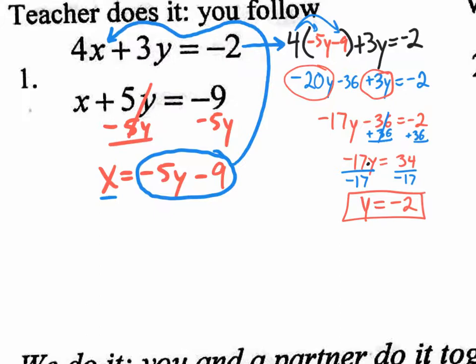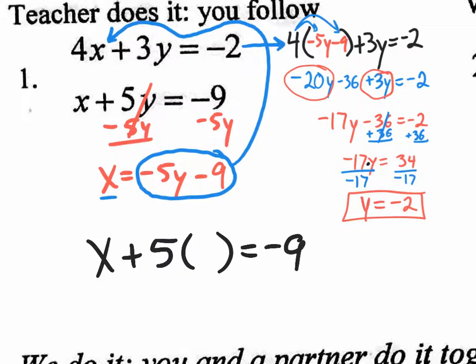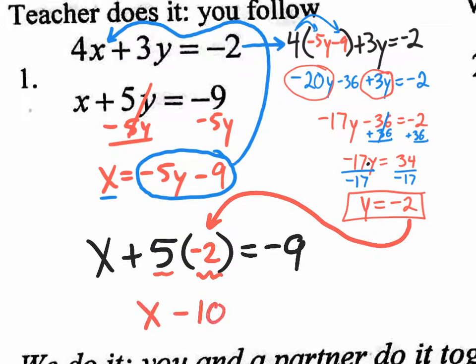So on the bottom equation, I have x plus 5y, but instead of y, I'm putting a blank spot, or parentheses, equals negative 9. So in the parentheses, I'm actually going to take that negative 2, put it right in there. That's a negative 2 right there. Let's do some math again. So x plus 5 times negative 2, that's really x plus negative 10, or minus 10, whatever you want to write. Plus negative 10 or minus 10 is the same thing, equals negative 9.